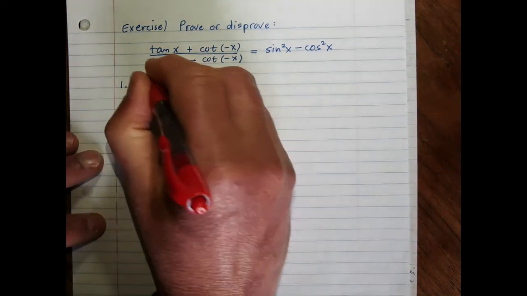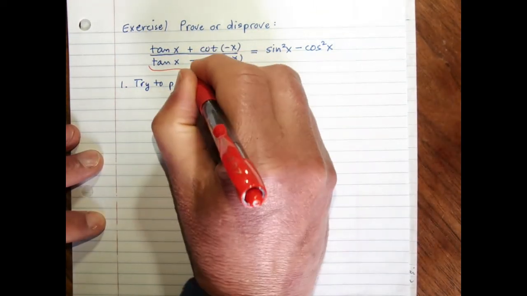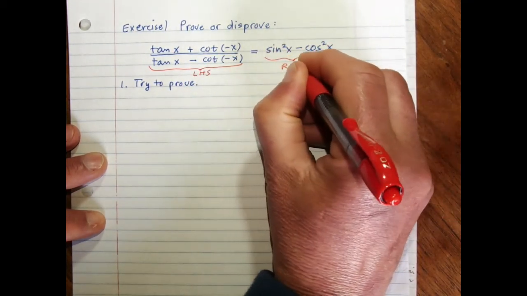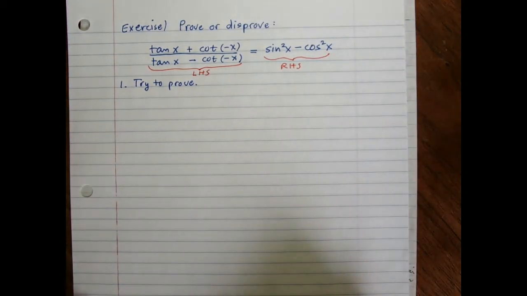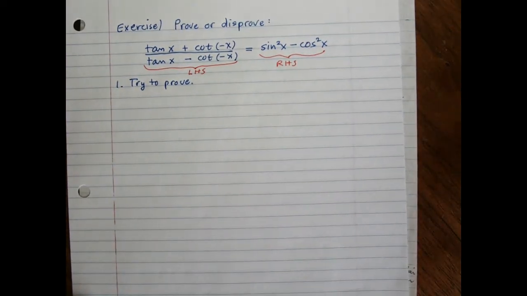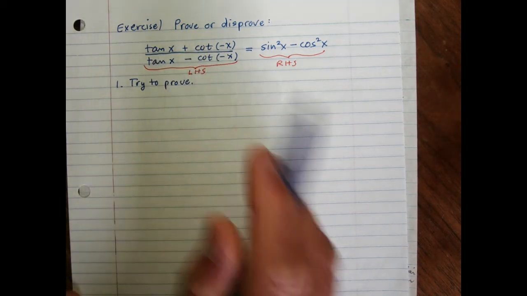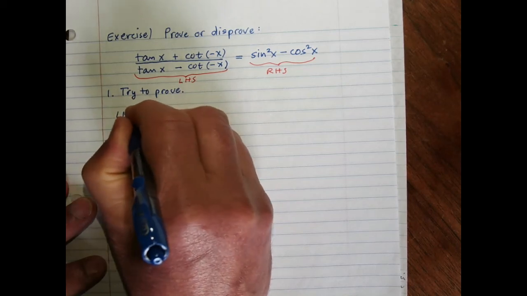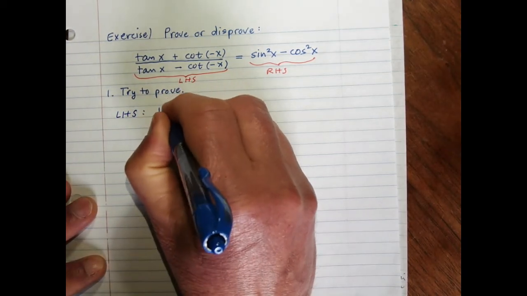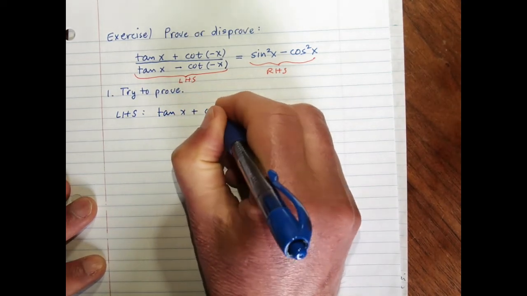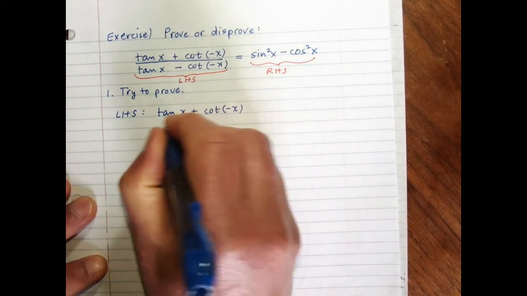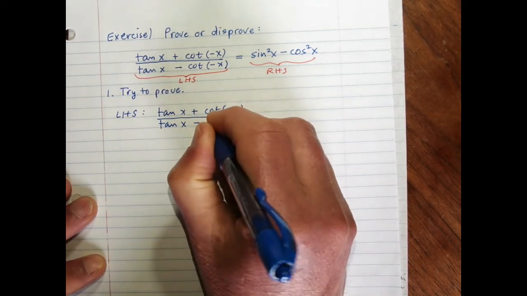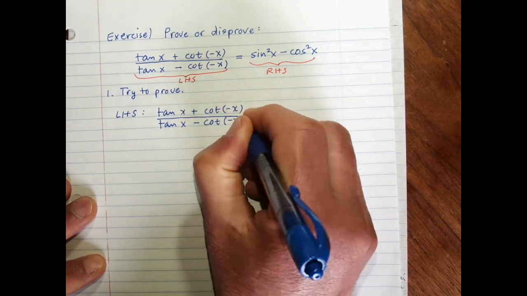And here I'm going to use my shorthand again, where I'm going to write left-hand side, right-hand side, so I can refer to these two parts of this equation. Now, there's a big mess of stuff on the left-hand side, so I'm going to work from the left-hand side and see what I can say about tan x plus cotan minus x over tan x minus cotan minus x.